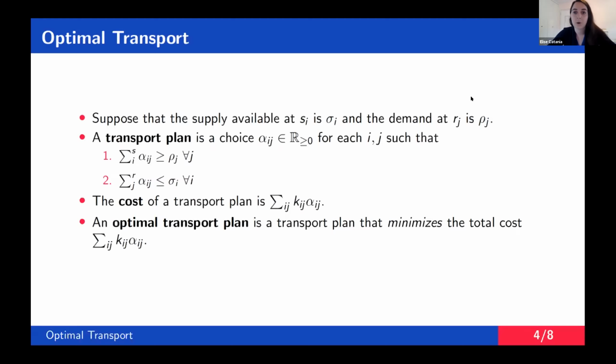So a transport plan is a choice, alpha sub ij, for each ij, such that the summation of alpha ij's has to be greater than or equal to rho sub j for all j. So that's just saying that, well, my demand has to be met. And then also we have to have that the summation of alpha ij's has to be less than or equal to sigma sub i for all i. So I just can't exceed my supply. And the cost of a transport plan is the summation over all ij of k sub ij times alpha ij. And then an optimal transport plan is a transport plan that minimizes this total cost.